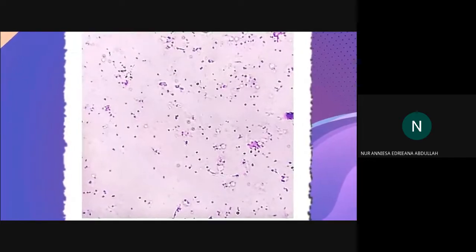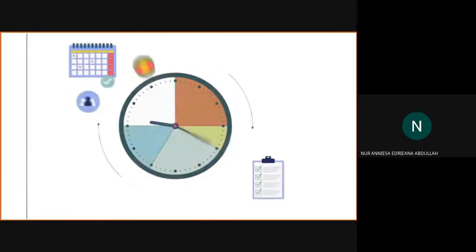This is how bacteria look under the microscope at 400 times magnification. The bacteria are circular in shape and stained purple.